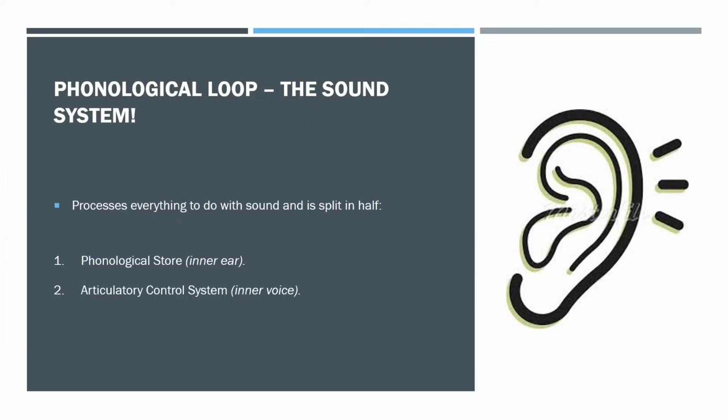Now the next one we're going to look at is the phonological loop, and this is the sound system, or your brain's sound system. It processes everything to do with sound and is split into two parts. The phonological store, which can also be thought of as the inner ear, and the articulatory control centre, which can be thought of as the inner voice. Now we're going to make notes on each of these. They should hopefully fit into the boxes if you're writing into the booklet, but if you're not, that's absolutely fine, just make two headings.